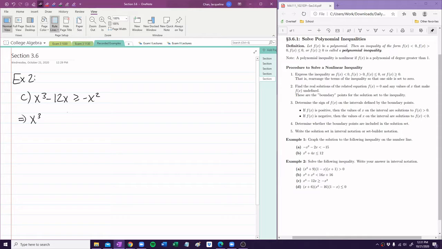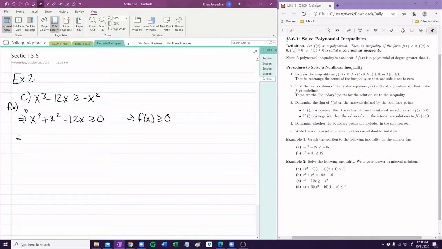When I do that, I get x cubed, and when I add it to both sides, I'm also going to make this in descending order. So this is going to be plus x squared minus 12x, and this is going to be greater than or equal to 0. If I denote this as my f of x, I want to find when f of x is greater than or equal to 0.